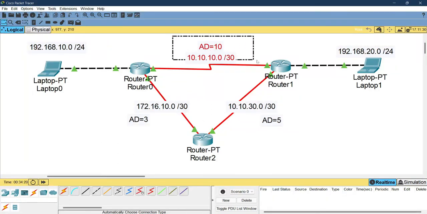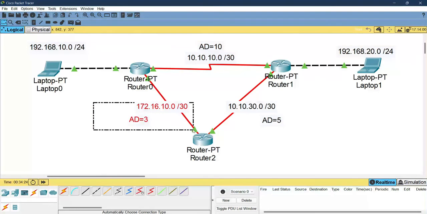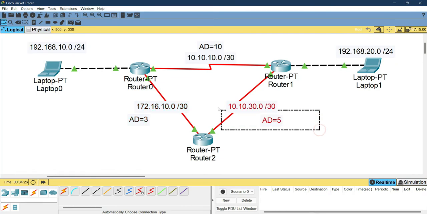Administrative distance for this route I have assigned as 10. Administrative distance for this I have assigned as 3. And administrative distance of this I have assigned as 5. So if traffic comes from laptop 0 to router 0, it will always go via router number 2, because the administrative distance here will be 3 plus 5, so a total of 8, and the administrative distance over here is 10. So basically it will follow the second route.